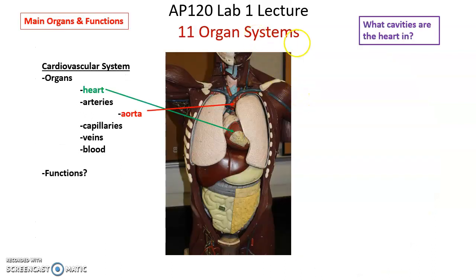So first up is the cardiovascular system. The cardiovascular system includes the heart, arteries, capillaries, veins, and the blood found within these blood vessels. On this torso model here, we can see the heart right here in the middle of the thoracic cavity, and coming out of it is the aorta, the largest artery. And the heart, as we know, is in the thoracic cavity, the pericardial cavity, and the mediastinum.